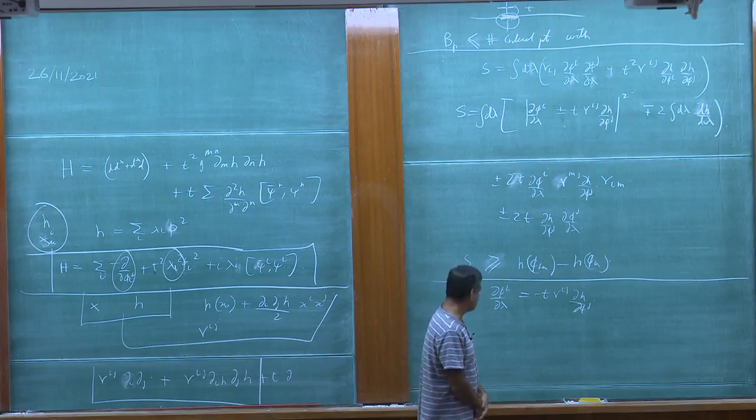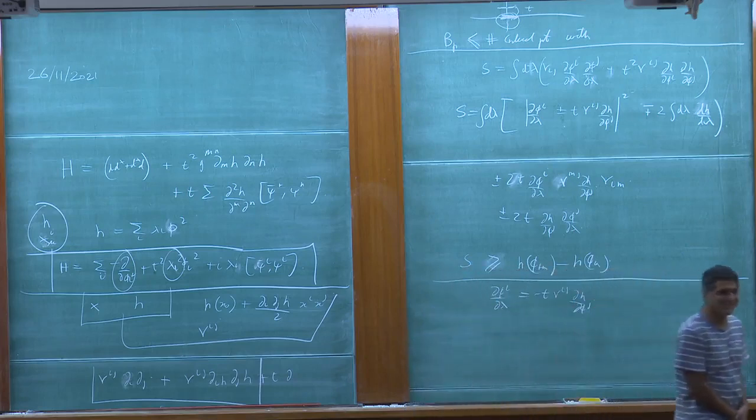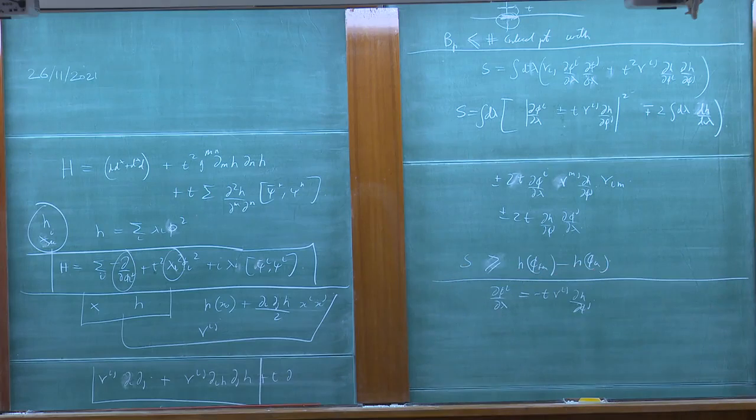Particle moving in a potential. Particle moving in a potential obeys a second order equation. Exponential. I know what you mean. But that depends on the nature of h of phi. It's called gradient flow. You see, what is this equation?